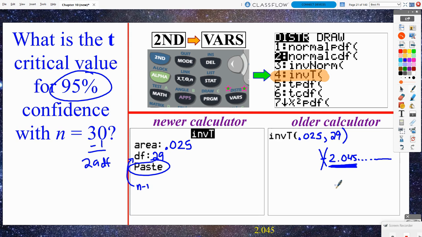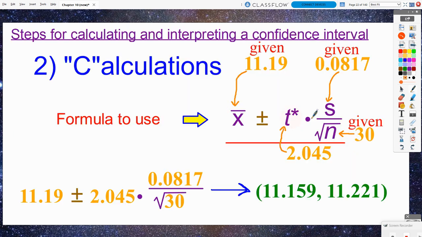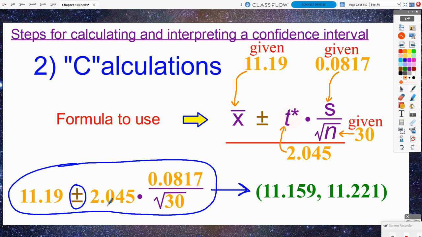Now, if you did 2.05, that's okay. If you did 2.1, you're getting kind of borderline rounding too much there. So at least 2.05 would round to 2 decimal places, 2.045 to 3 decimal places. So once we plug in all of our numbers into our formula, we can do our calculation, slowly but surely break apart the plus and minus, and we should get a confidence interval of 11.159 to 11.221.